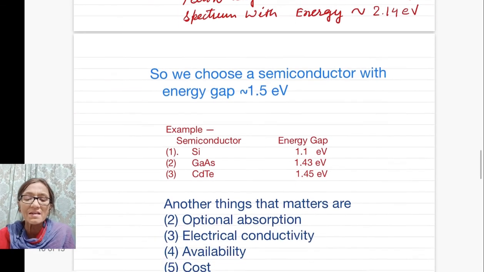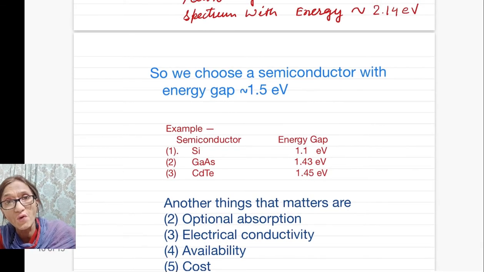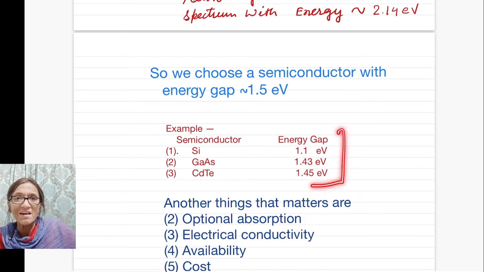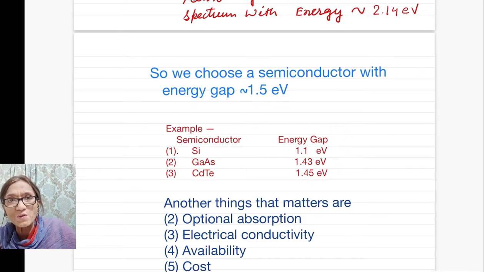There are such semiconductors which are very useful in photodiodes: silicon, with energy gap 1.1 electron volt. Gallium arsenide, with energy gap 1.43 electron volt. And similarly you have cadmium telluride. It has an energy gap of 1.45 electron volt. All these three are very suitable for making photodiodes.